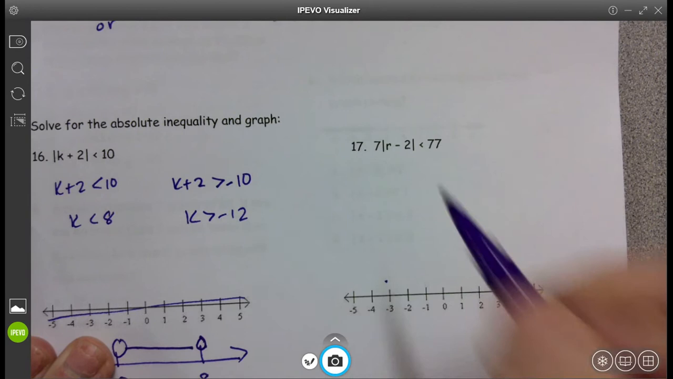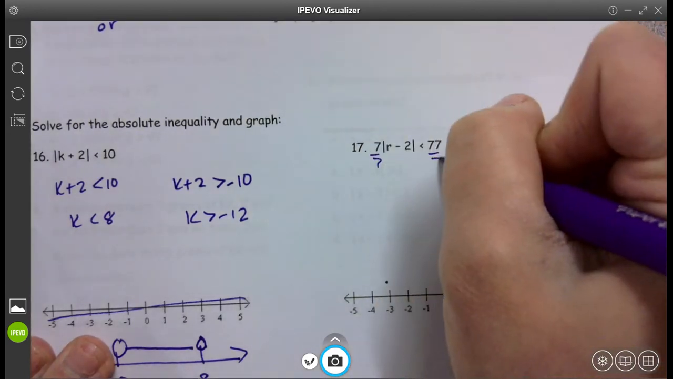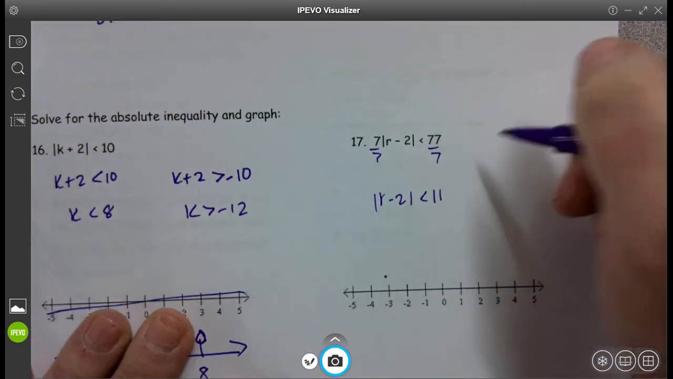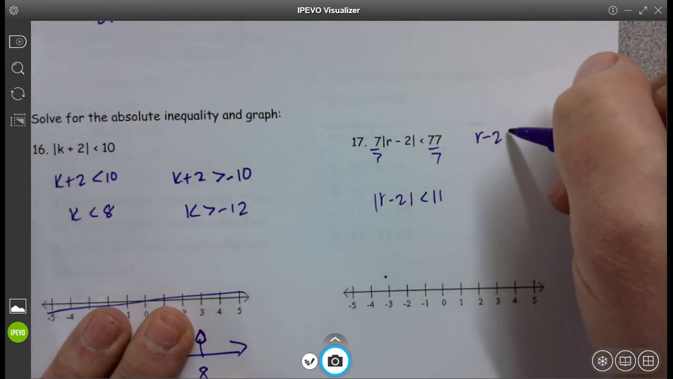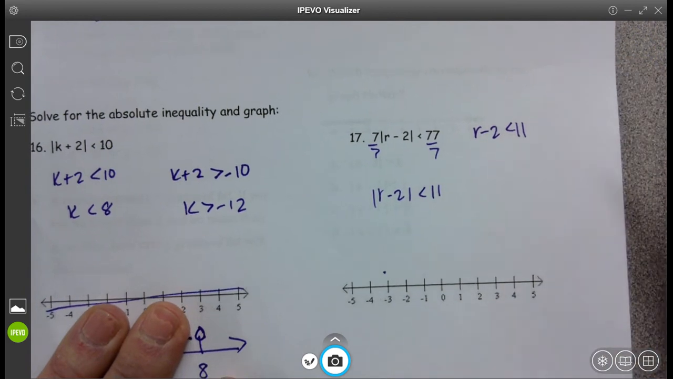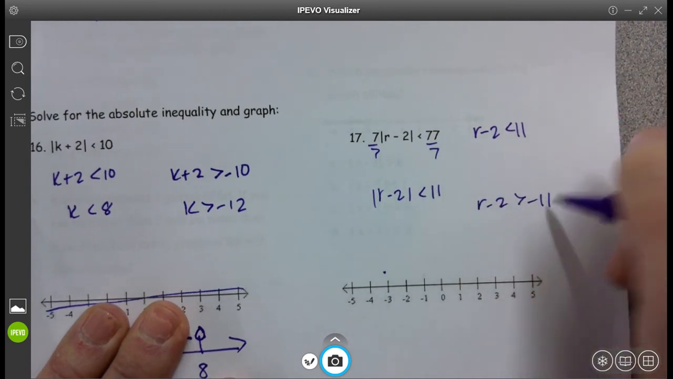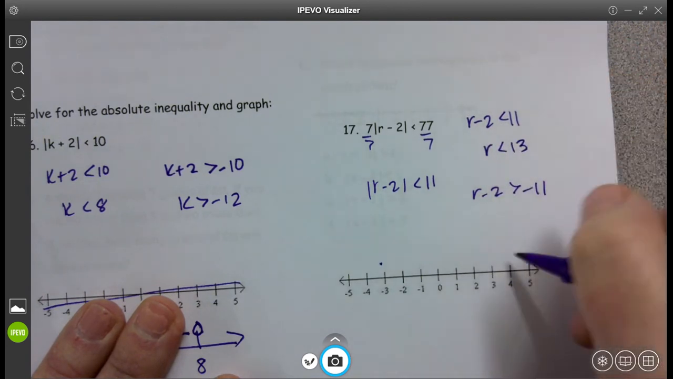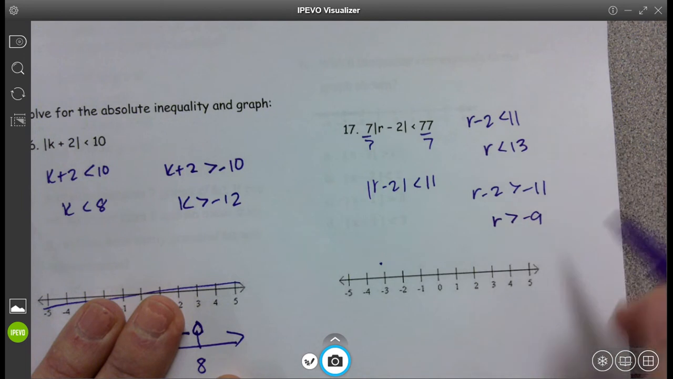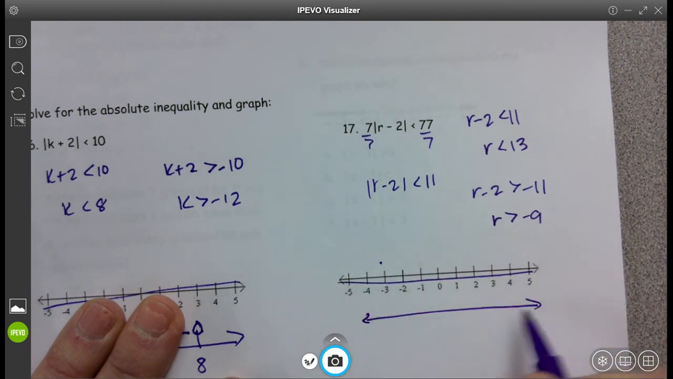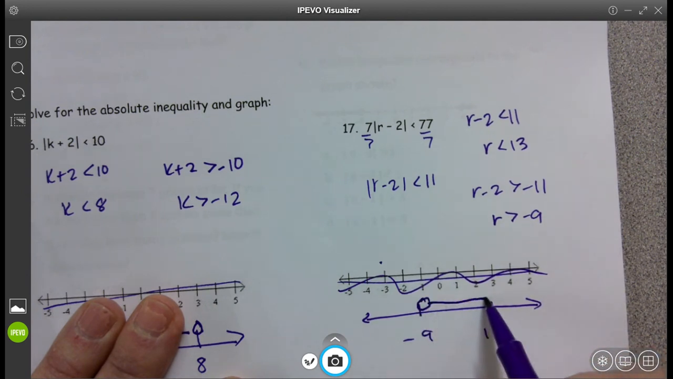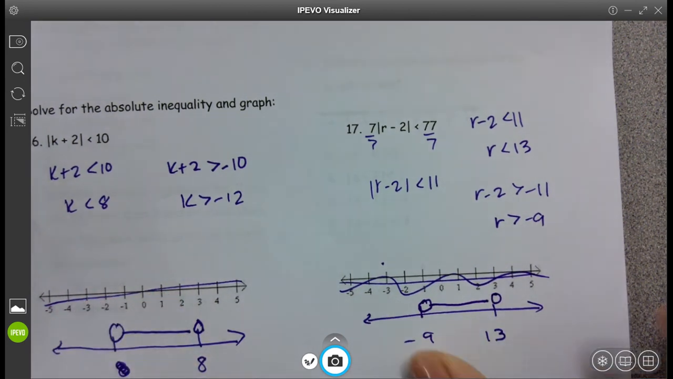Okay, same thing here. I need to get the distance by itself to see what our distance is. So if I divide by 7 on both sides, then I'm less than 11. So if I want my distance to be less than 11, the number inside needs to be less than 11, or the stuff inside has to be greater than negative 11, because the signs switch when we're negative. R is less than 13, or R is greater than negative 9. So once again, if we don't like this, which I don't, we're going to make it negative 9 and 13. I'm going to be greater than negative 9, and then less than 13.